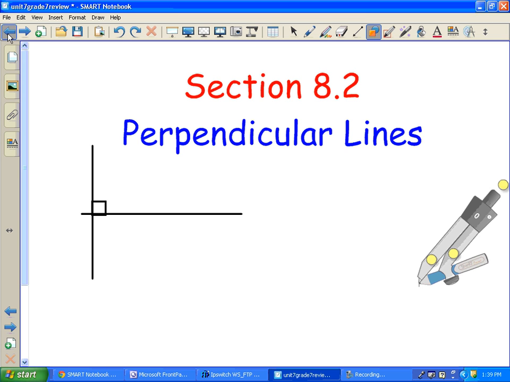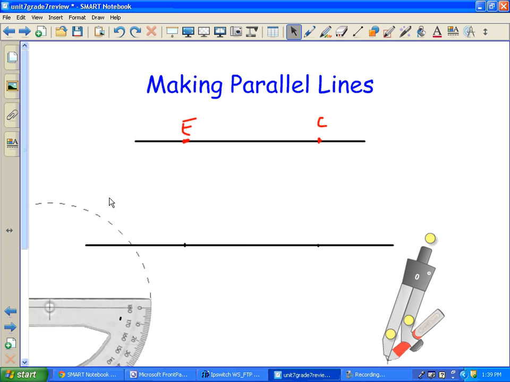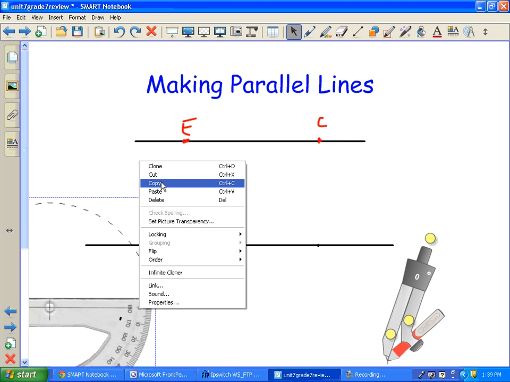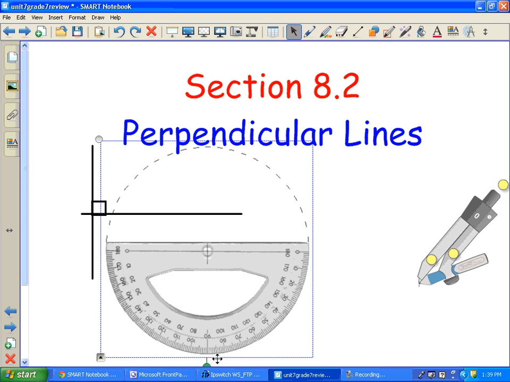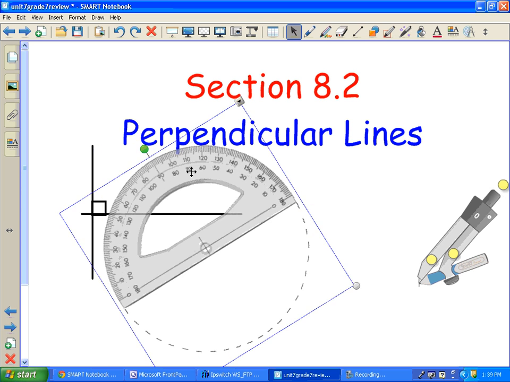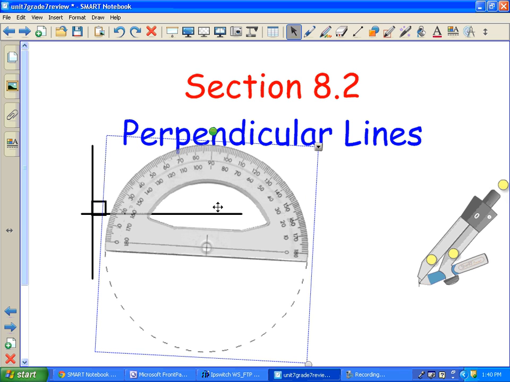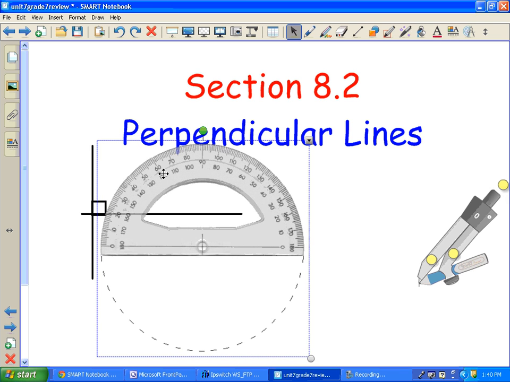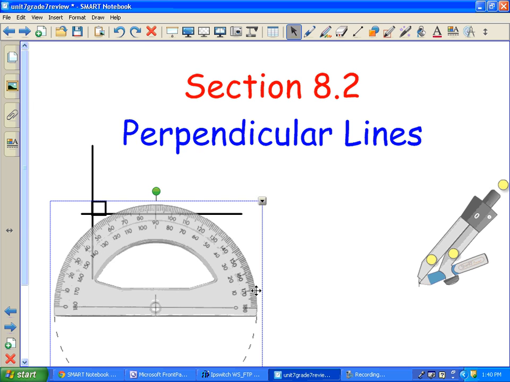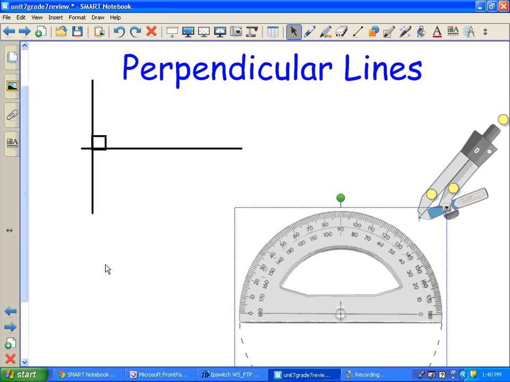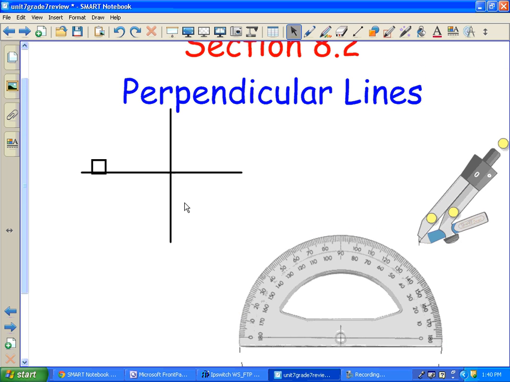So I'll go back and steal the protractor, or sorry, the compass from here. Oh, protractor, sorry. All right, so I'll steal that one. I'll paste him here, and we end up with 90 degrees. And I can measure that just to make sure, but I think you can pretty much tell a 90-degree angle when you see one. So it's perpendicular as long as it meets at a 90-degree angle. It's still perpendicular right there. So that is a perpendicular line.